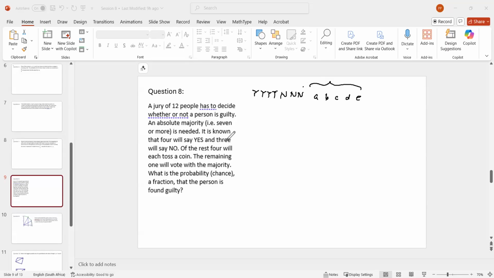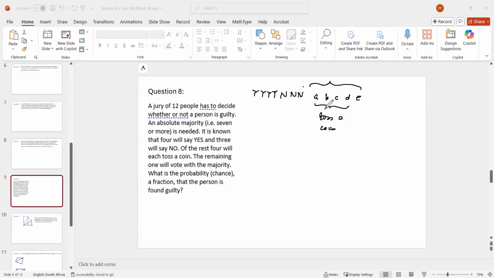Of the rest, 4 will toss a coin. Oh, God. So this is how they will judge whether a person is going to be hanged or not. They toss a coin. And you've got 4 of them. So imagine they all toss a coin. So they will decide, I'll toss a coin. If it's heads, yes. Tails, no.